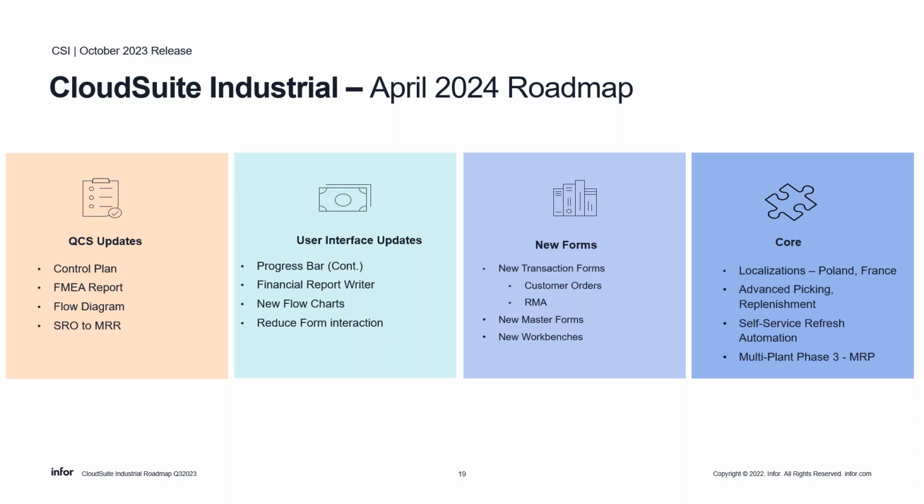Core, we have updates to our Poland and France localizations, advanced picking and floor stock replenishment. We have new updates for that. It's actually going to be kind of wave picking functionality, if you want to think of it that way. Self-service refresh automation, and then multi-plant phase 3 will also be for April, which is how to handle MRP.